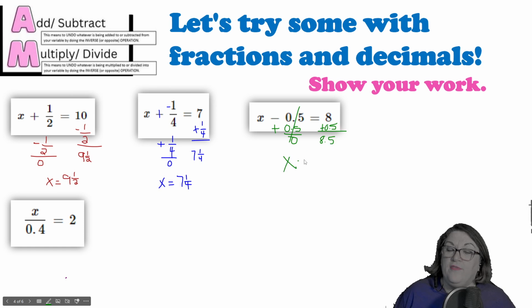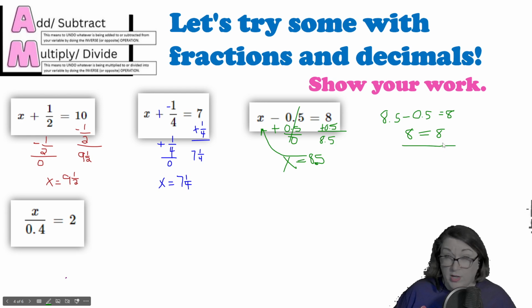So x is 8.5. Now, you can substitute this back in and see if you are correct. For instance, if I wanted to plug this 8.5 in place of that x in my original equation, it would be 8.5 minus 0.5. And if that equals 8, then I know that I'm correct. And it sure does equal 8. So at any time, once you find your answer, if you have time, you can substitute that answer back in place of your variable, work it out, and if you get 2 equal numbers, then you know you're correct. If you don't get 2 equal numbers at the end, then something may be off a little bit.